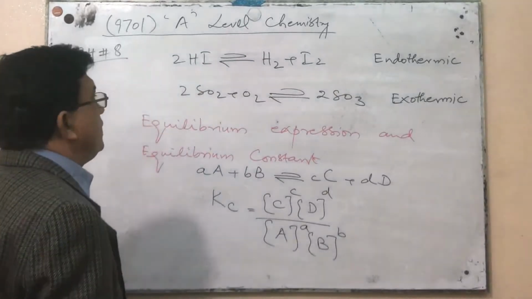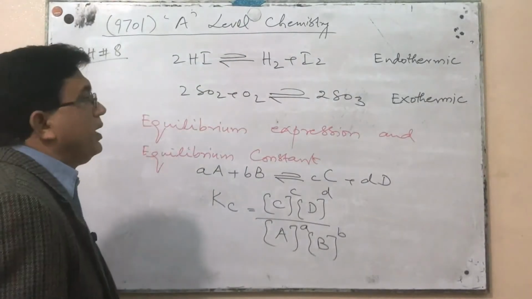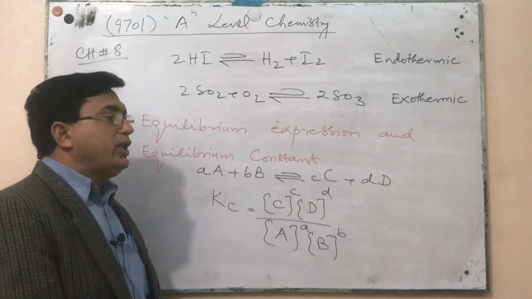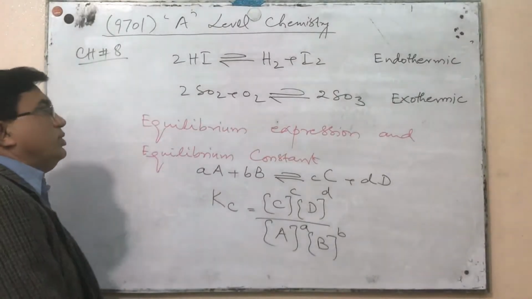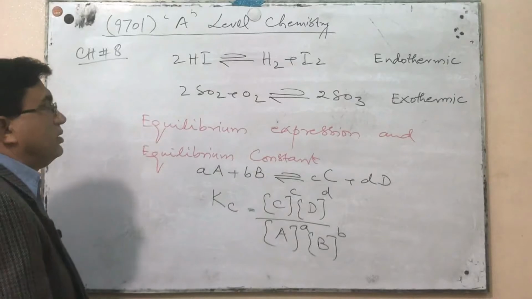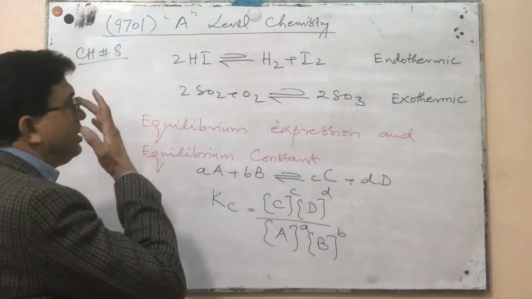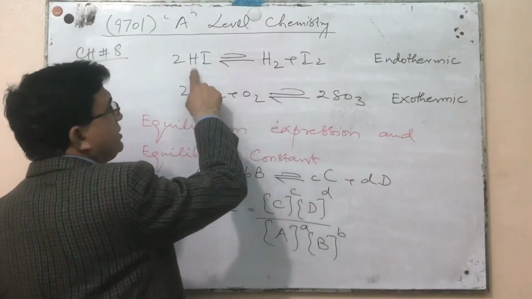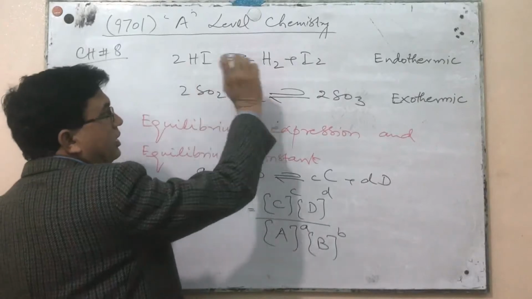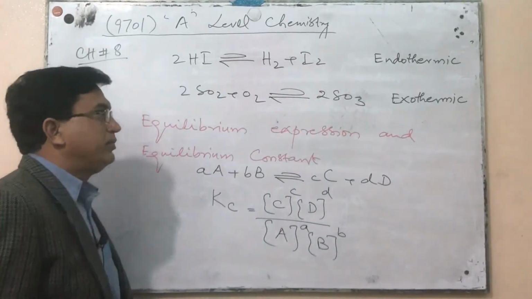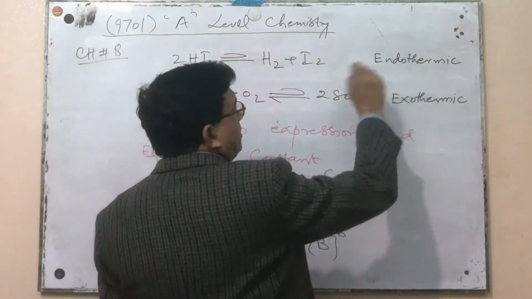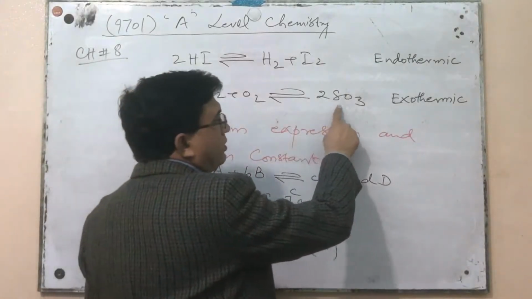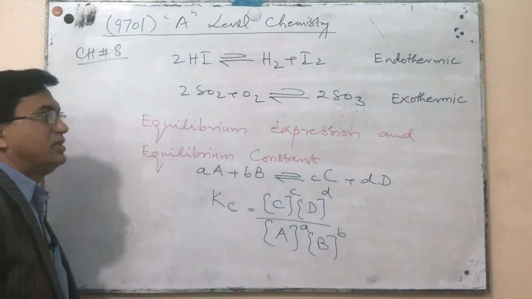Our today's A-level topic is equilibrium, and here are some more examples which we can discuss, affecting the different factors. For example, we can judge the effect of different factors on both of these two equations. The first equation is the decomposition of hydrogen iodide into hydrogen and iodine. This process is endothermic, and the oxidation of sulfur dioxide to convert into sulfur trioxide is an exothermic reaction.